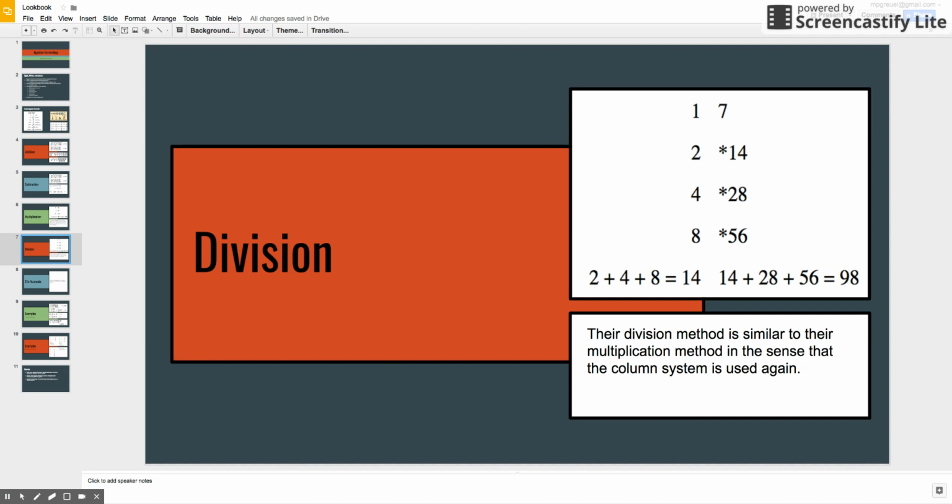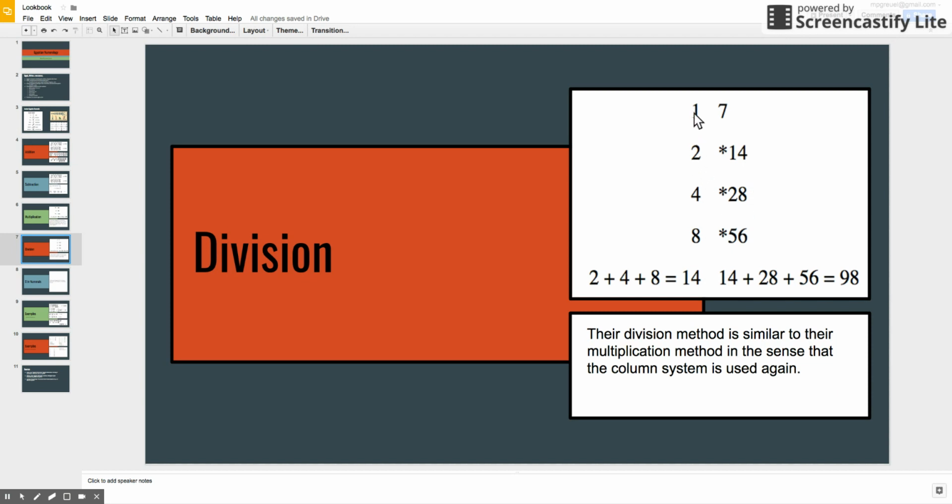And then for division, it's done much the same way as multiplication, but is very different from our system. So to find 98 divided by 7, they use the column system to find how many times 7 goes into 98 through multiples. The numbers on the left add up to 14, which is what 98 divided by 7 is, and the numbers on the right end up adding to 98.